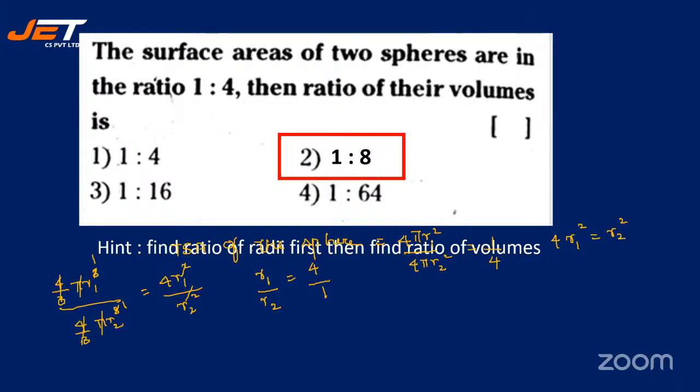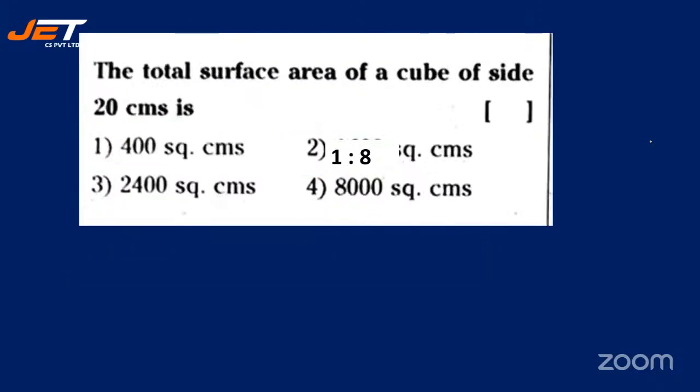Next you have R2 cube, so you have R2 square, whereby you have just R2. So R1 by R2 is equal to 1:4. So it should be 1:4 rather than 1:8. All right, students, you can make a note of the correction. Yes. Let's move on to the next question.